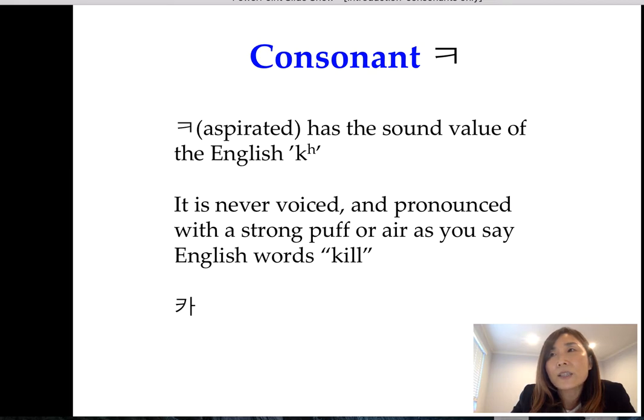The aspirated k has the sound value of the English k. It is never voiced and is pronounced with a strong puff of air, as you can see in English words like kill. Ka, ka.